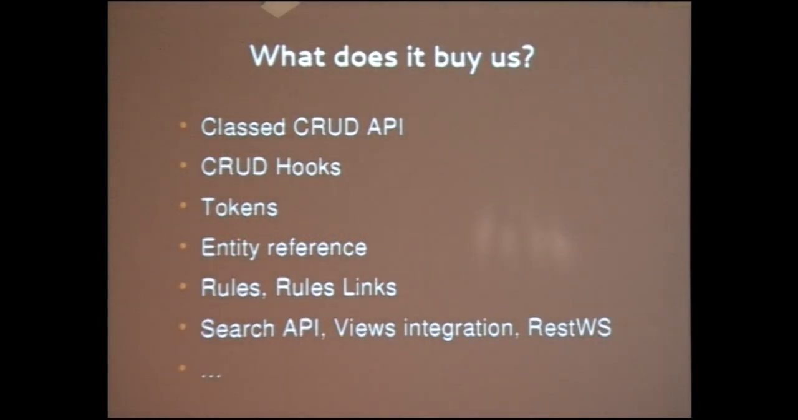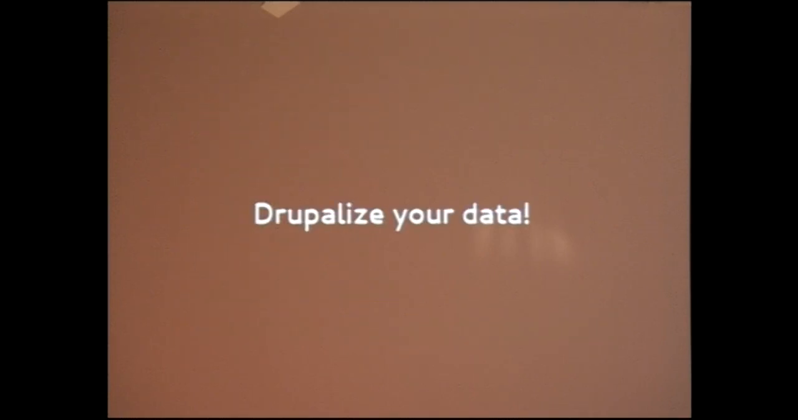So using the entity API also for integrating remote data and stuff like that buys us that we can use the API we are already used to, the class CRUD API, and the CRUD hooks will be available for it as well. We'll have tokens, and you can use all the contrib modules that work with entities. So you can reference a remote entity using the entity reference fields. You can use rules to automate stuff, or the rules link module, which provides a link where you can, like with the flag module, just trigger some functionality, index the entities with search API, expose it again via web service. Yeah, so lots of possibilities. So yeah, go ahead, Drupalize your data.